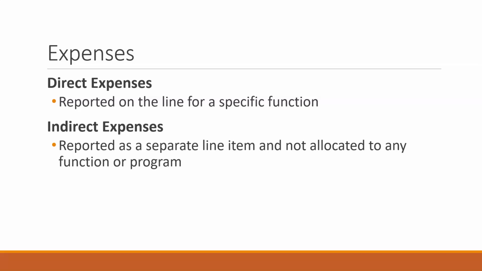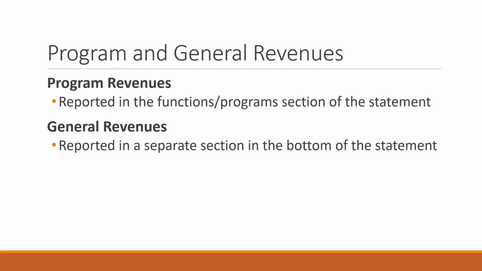What the book gives as an example of an indirect expense is interest expense. So if we have buildings that are owned by the government that we might have mortgages on, then we would have interest expense that we paid on those. Because that's not tailored to any specific function or program, but just a general government expense, it becomes an indirect expense.